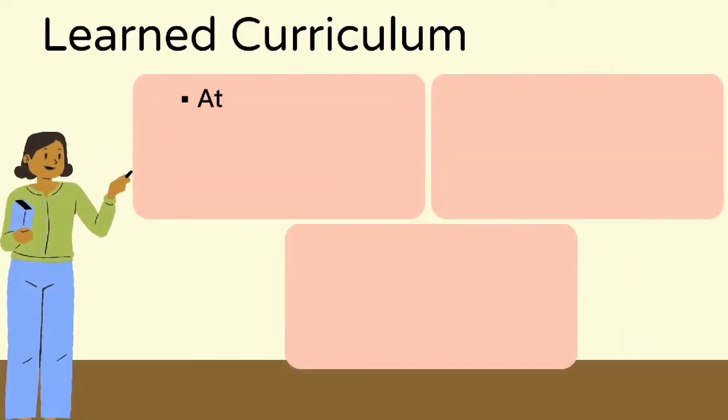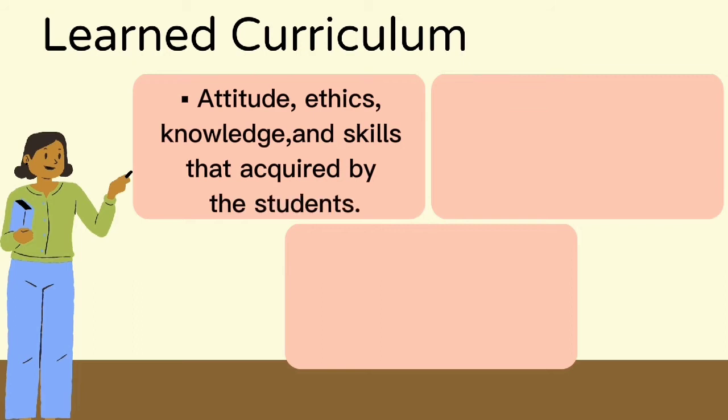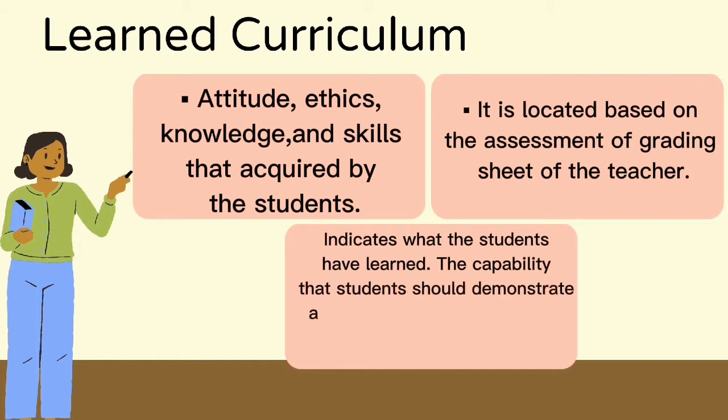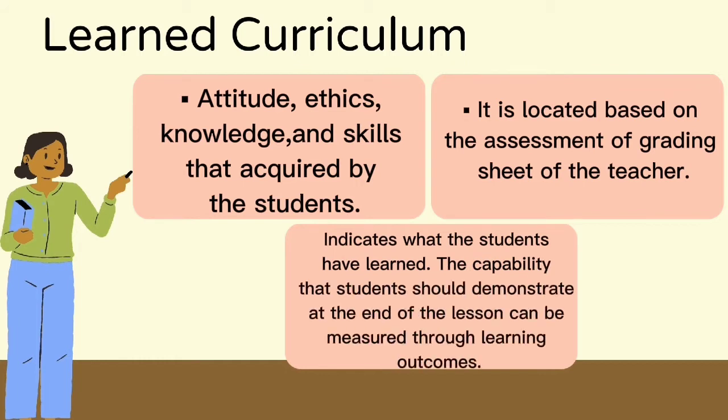Learned curriculum. Example, attitude, ethics, knowledge, and skills that acquired by the student. It is located based on the assessment of grading sheet of the teacher. This type of curriculum indicates what the student have learned. The capability that the student should demonstrate at the end of the lesson can be measured through learning outcomes.